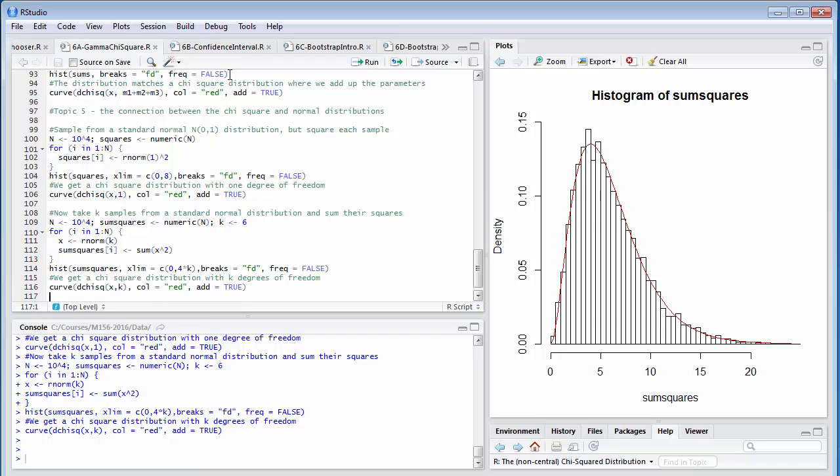And that finishes up this brief summary of the gamma and chi-squared distributions, which we will use quite frequently in the rest of the course.